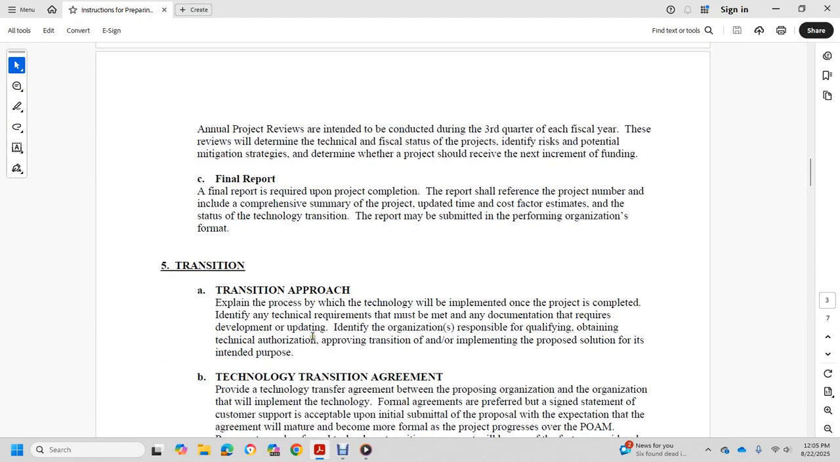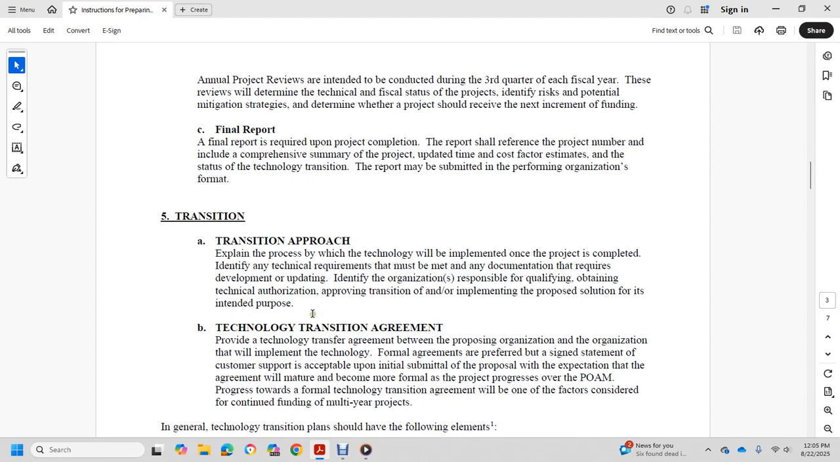Transition approach: explain the process by which the technology will be implemented once the project is complete, and identify the technical requirements it must meet and any documentation that requires developing or updating. Identify the organization responsible for qualifying, obtaining the technical authorization, and proving the transition and or implementing of the project solution for its intended purpose.